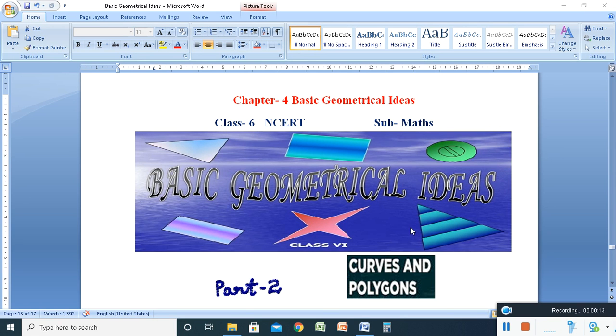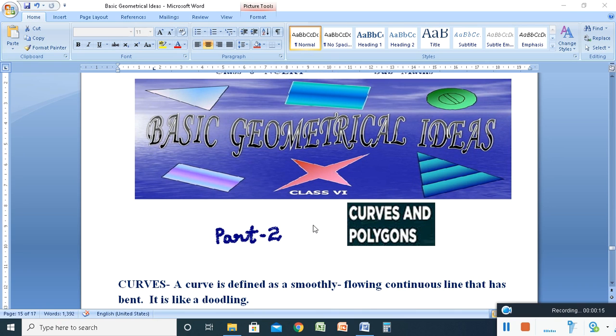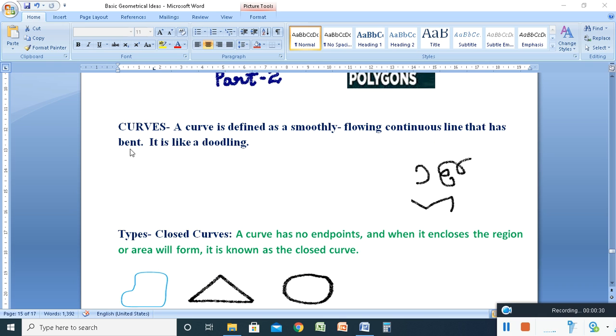NCERT syllabus. I already told in my previous video about point, line segment, intersecting lines, parallel lines and rays. So in this video, this is the second part, and I'm going to talk about curves and polygons. So the first topic is curves.